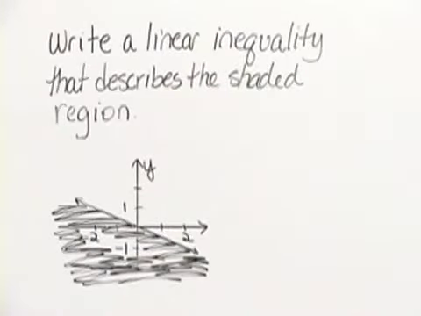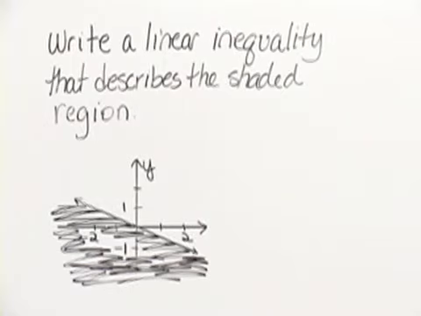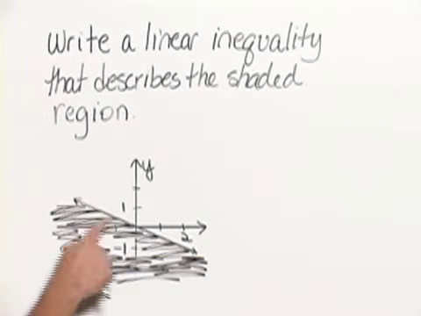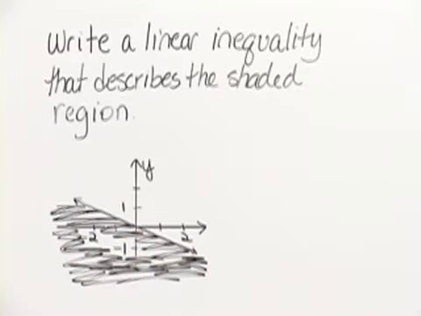In this series of exercises, we'll be examining linear inequalities. Write a linear inequality that describes the shaded region. We have a solid line passing through the origin. That tells us that the y-intercept is 0. So what we're interested in is the slope.